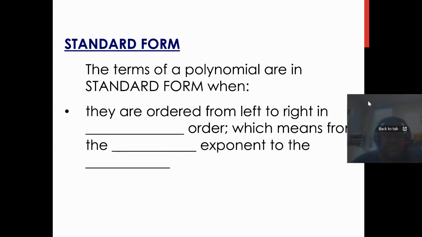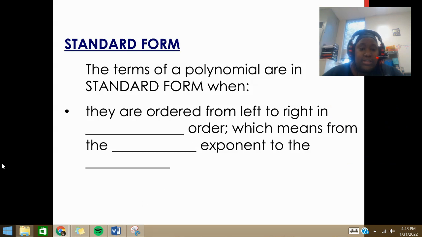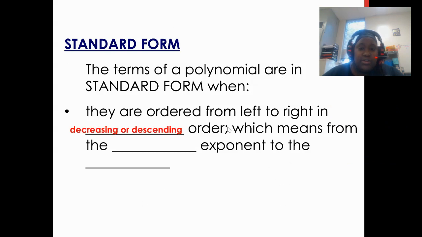Now, the next biggest thing we have is standard form. The definition is the terms of a polynomial are in standard form when they are ordered from left to right, and you can either write decreasing or descending, whichever one you prefer, which means that it's from the largest to smallest exponent. Okay, so standard form means that you're writing it from highest to lowest exponent. Pause the video at this time to fill in the definitions, fill in the blanks for standard form.